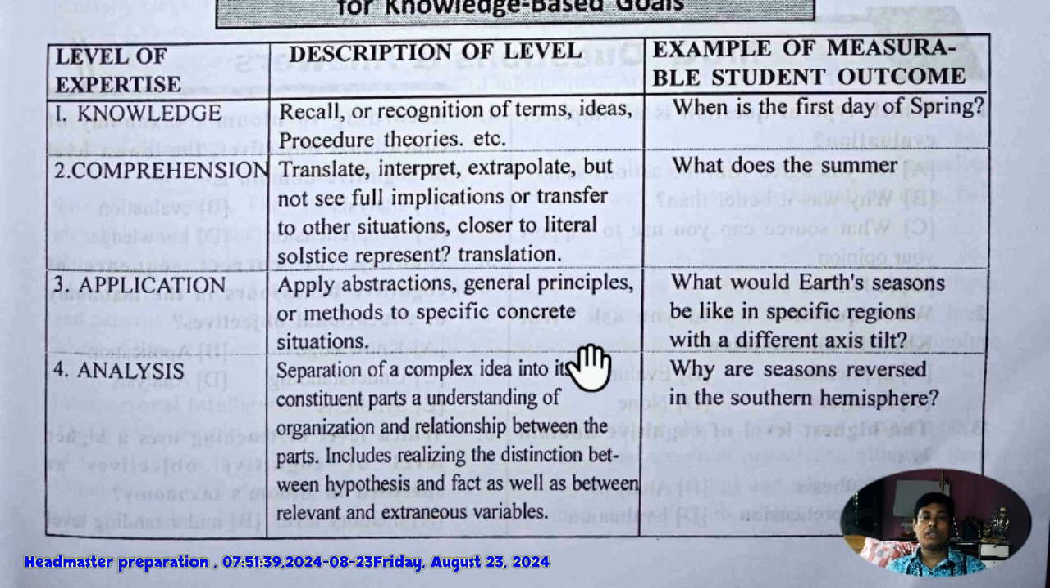So this application part involves applying abstractions, general principles, or methods to specific situations. Next, analysis. Separation of complex ideas into constituent parts. Understanding of organization and relationship between the parts includes realizing the distinction between hypothesis and fact as well as between relevant and extraneous variables. Why are seasons reversed in the southern hemisphere? This is analysis.